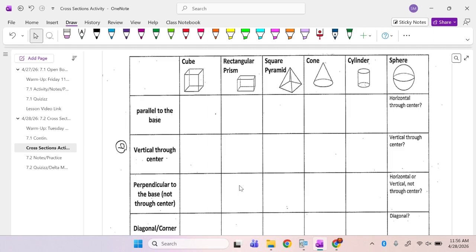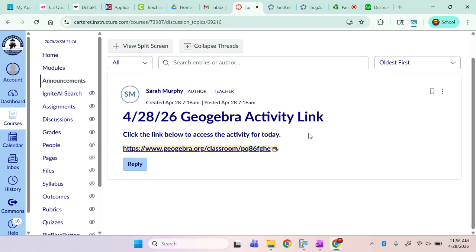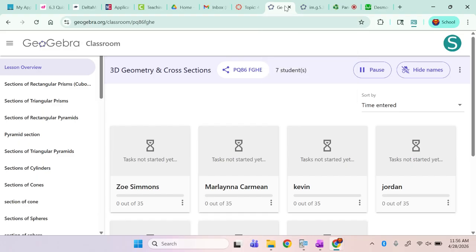So I'll give you guys a couple of minutes to get into GeoGebra. Go to your announcements in Canvas. It's in the announcements. Don't do anything yet. I'll explain. Announcements.